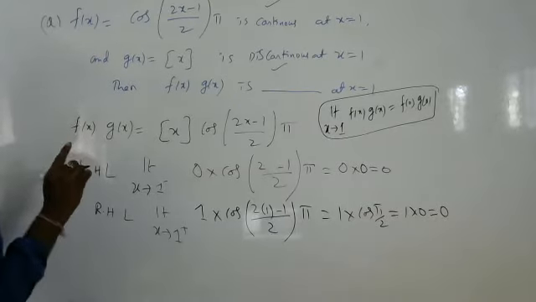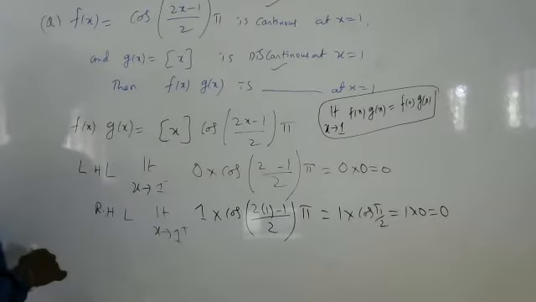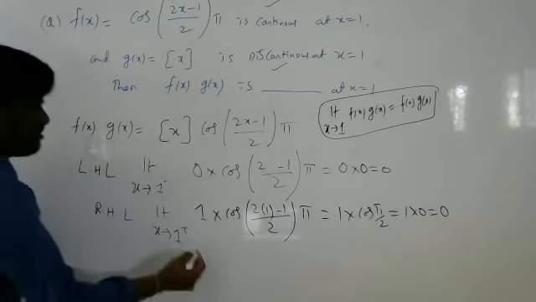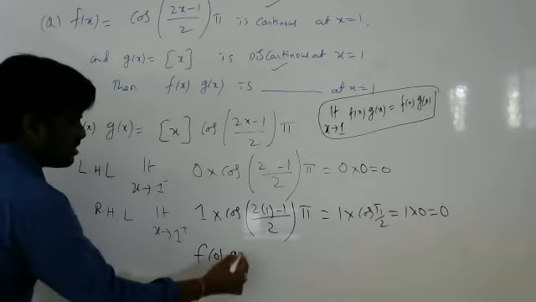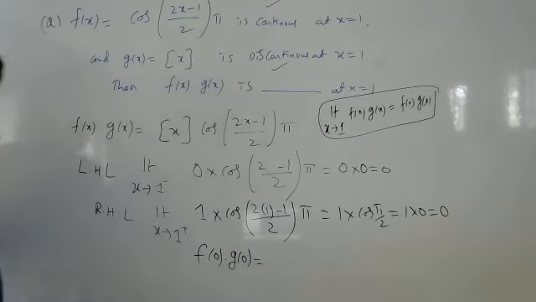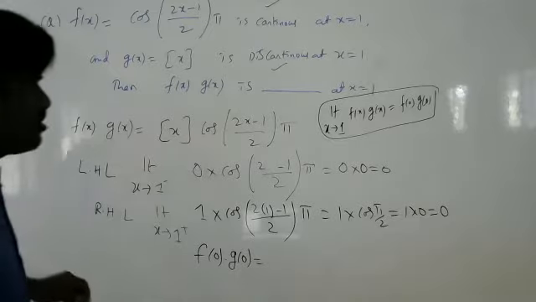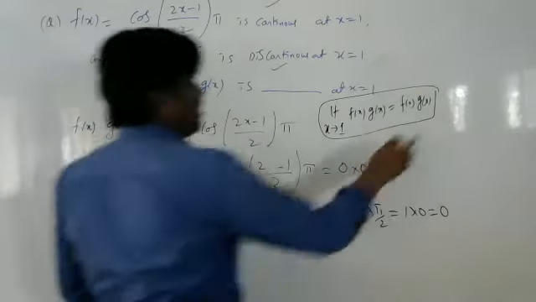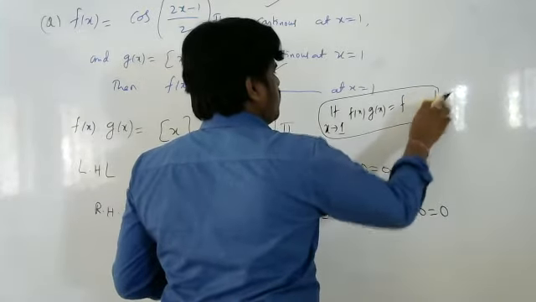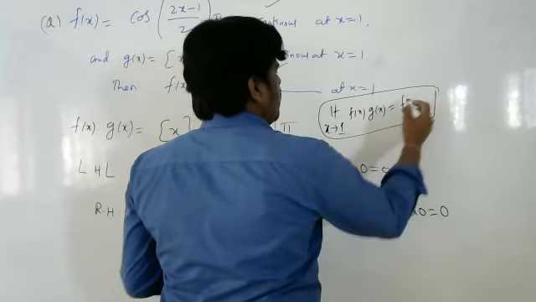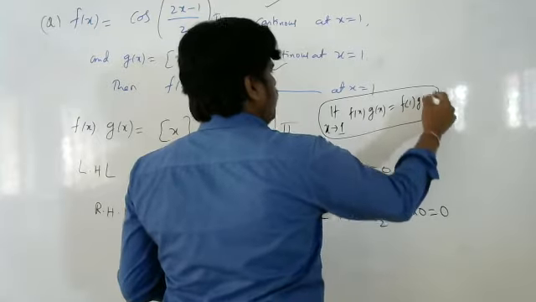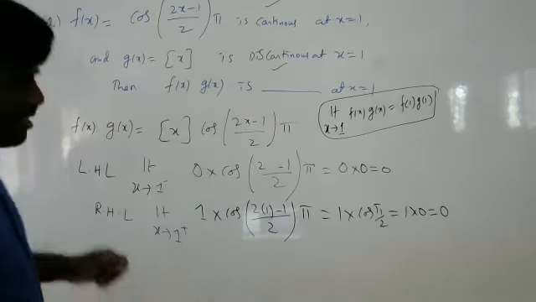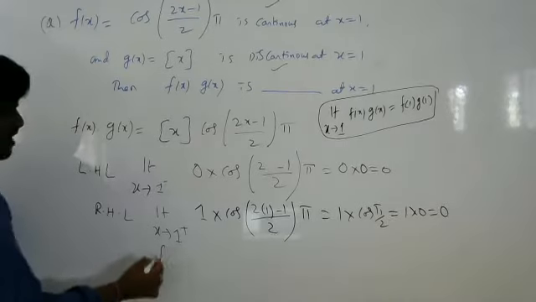Now find the value at the point. Sorry, I forgot, I have to check at 1, not 0. So f of 1 into g of 1, I have to find. I'm sorry. Yes, Purva, correct. So f of 1 into g of 1.